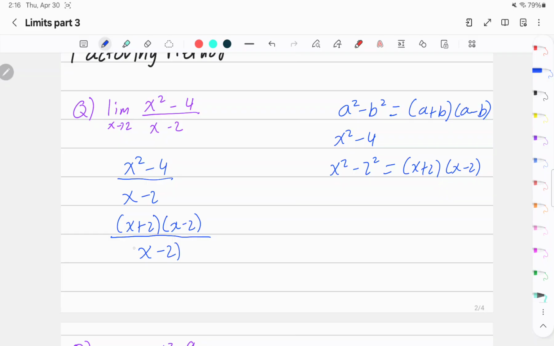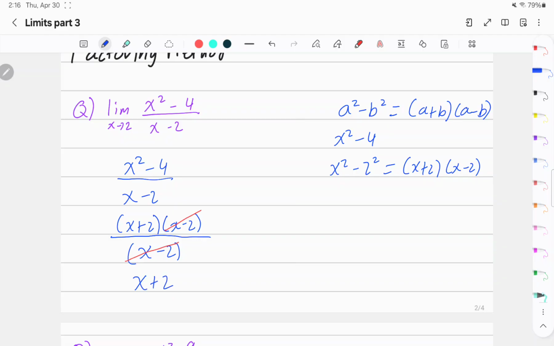Now, if you carefully look, there's one thing which is the same on the top and the bottom. And that thing is this x minus 2. So I simply cancel x minus 2 and x minus 2. In the end, after all the cancellation, I'm left with x plus 2.